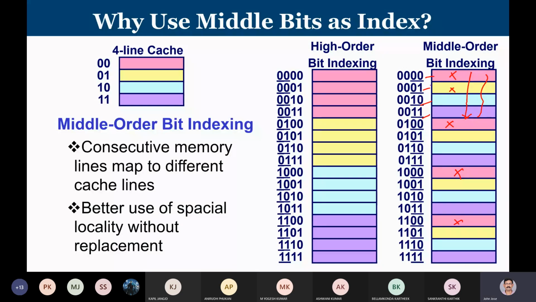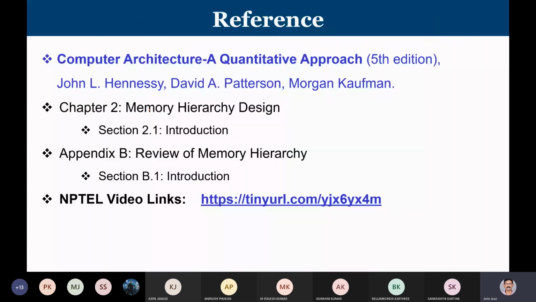When they reach the yellow portion, that will be mapped to the second line in the cache. When they reach this blue portion, it will be mapped to this. So if there is a loop, and I'm trying inside a loop here, all of them are in cache. So without much trouble, I can manage it.